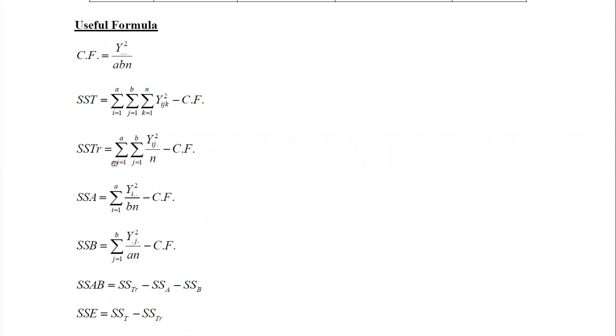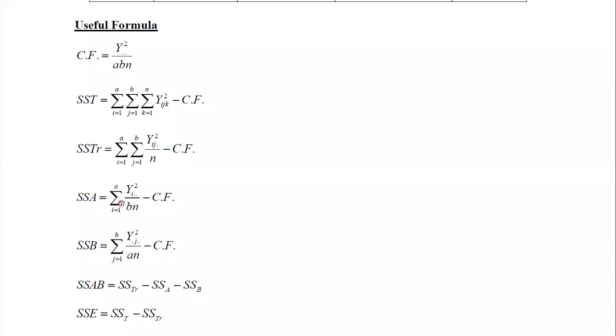In the SS treatment, what we are going to do is identify all the treatment combinations. First of all, we need to take the treatment combination total and square it, then divide by the number of observations in each combination, and then subtract the correction factor. When we need to identify the value of SSA, this equation can be used: the sum of yi double dot squared divided by bn, minus CF.